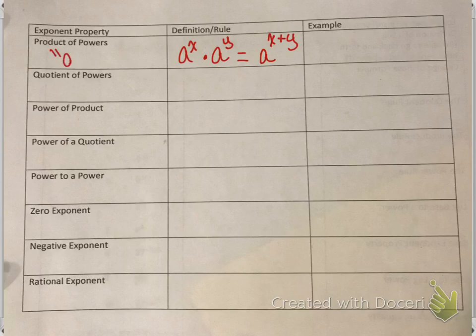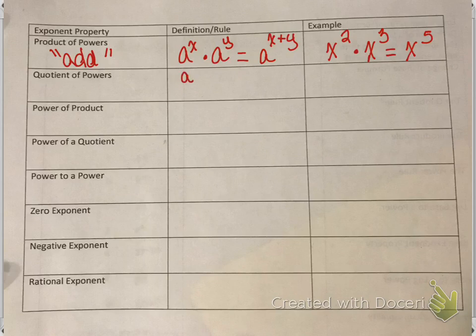So what I'm doing here is I am adding. I add them. An example of this would be x squared times x to the third. That's going to be x to the fifth. Okay? So I add the exponents. I have to have the same base. That's super important that you realize that you've got the same base.